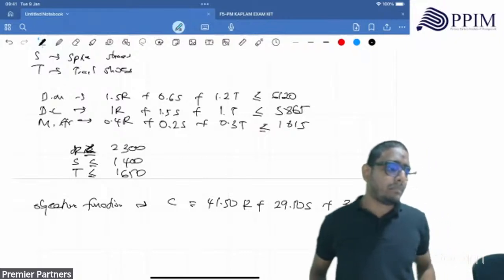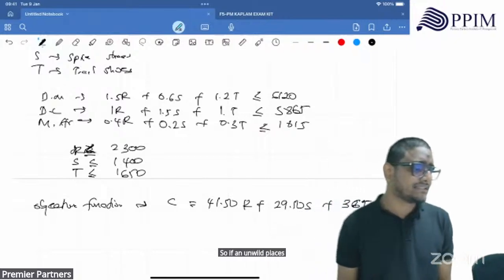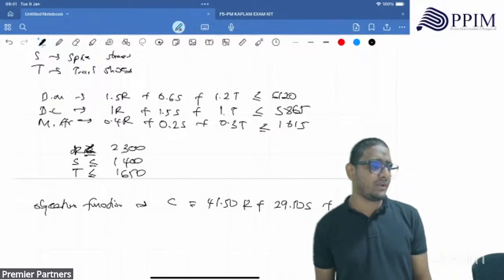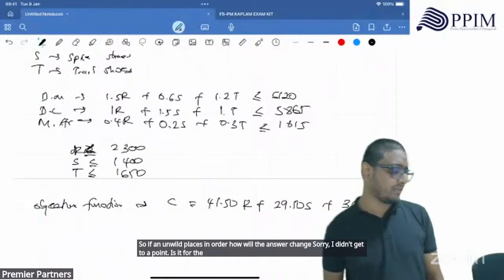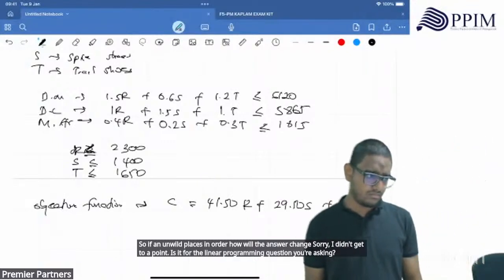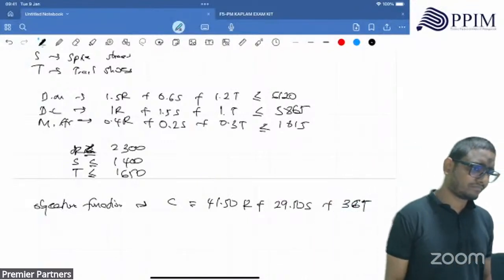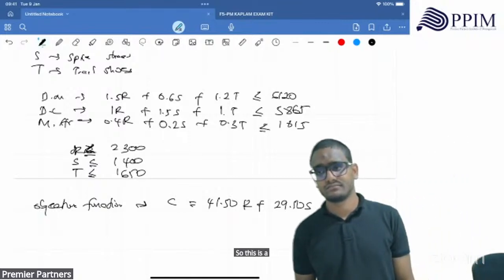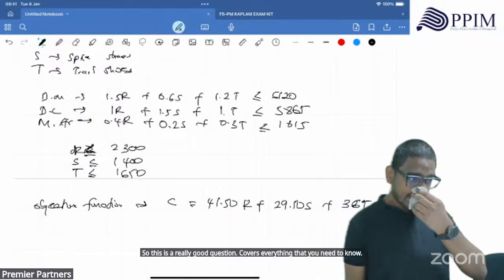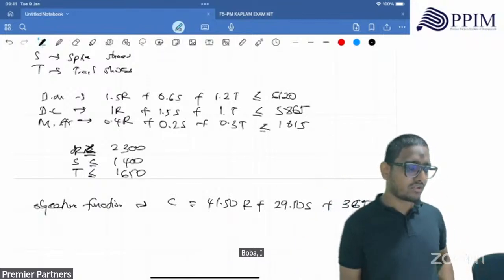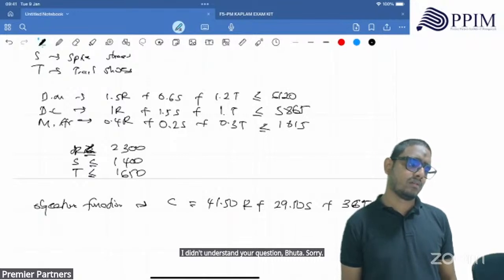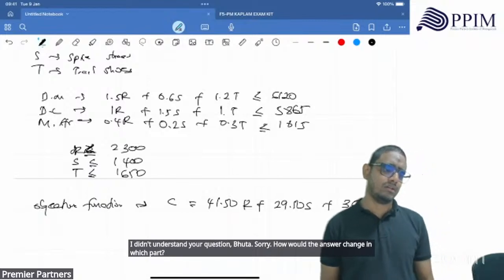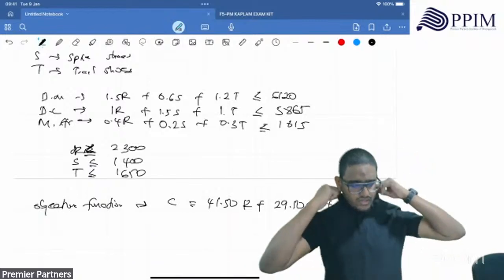So if Runwhile places an order, how will the answer change? Sorry, I didn't get your point. Is it for the linear programming question you're asking? So this is a really good question, no? Covers everything that you need to know. Salma, I didn't understand your question, sorry. How would your answer change in which part? Okay, wait for her response.